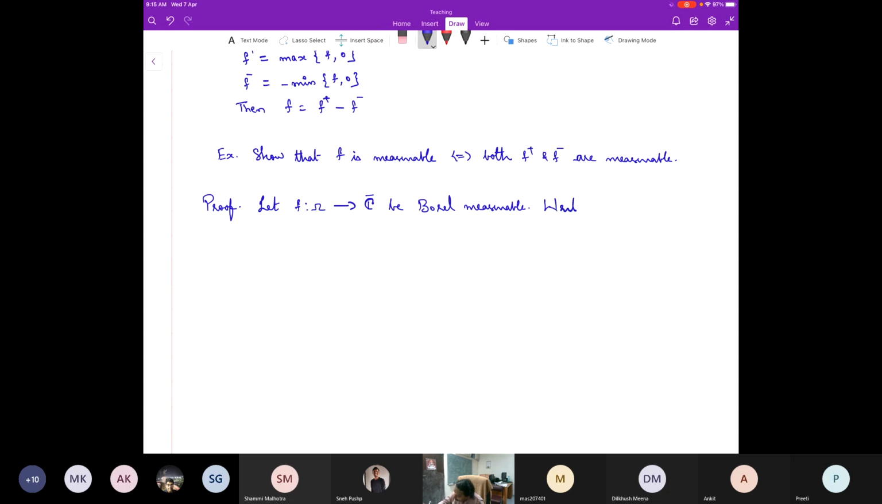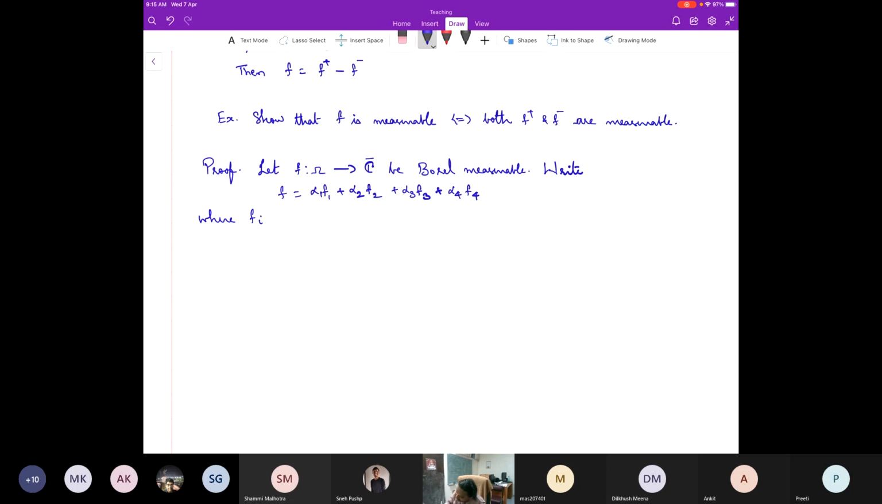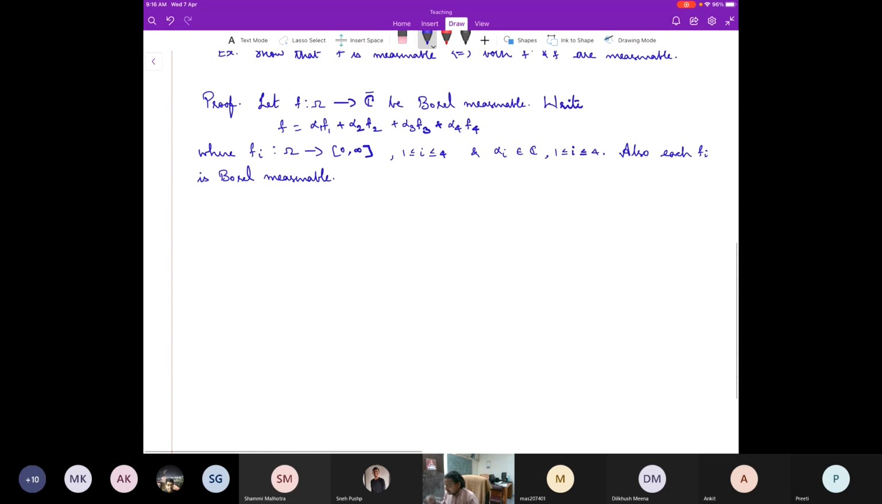So write f as alpha 1 times f1 plus alpha 2 times f2 plus alpha 3 times f3 plus alpha 4 times f4, where fi is from omega to 0 to infinity, for 1 less than or equal to i less than or equal to 4, and alpha i belongs to C. Also, each fi is Borel measurable.